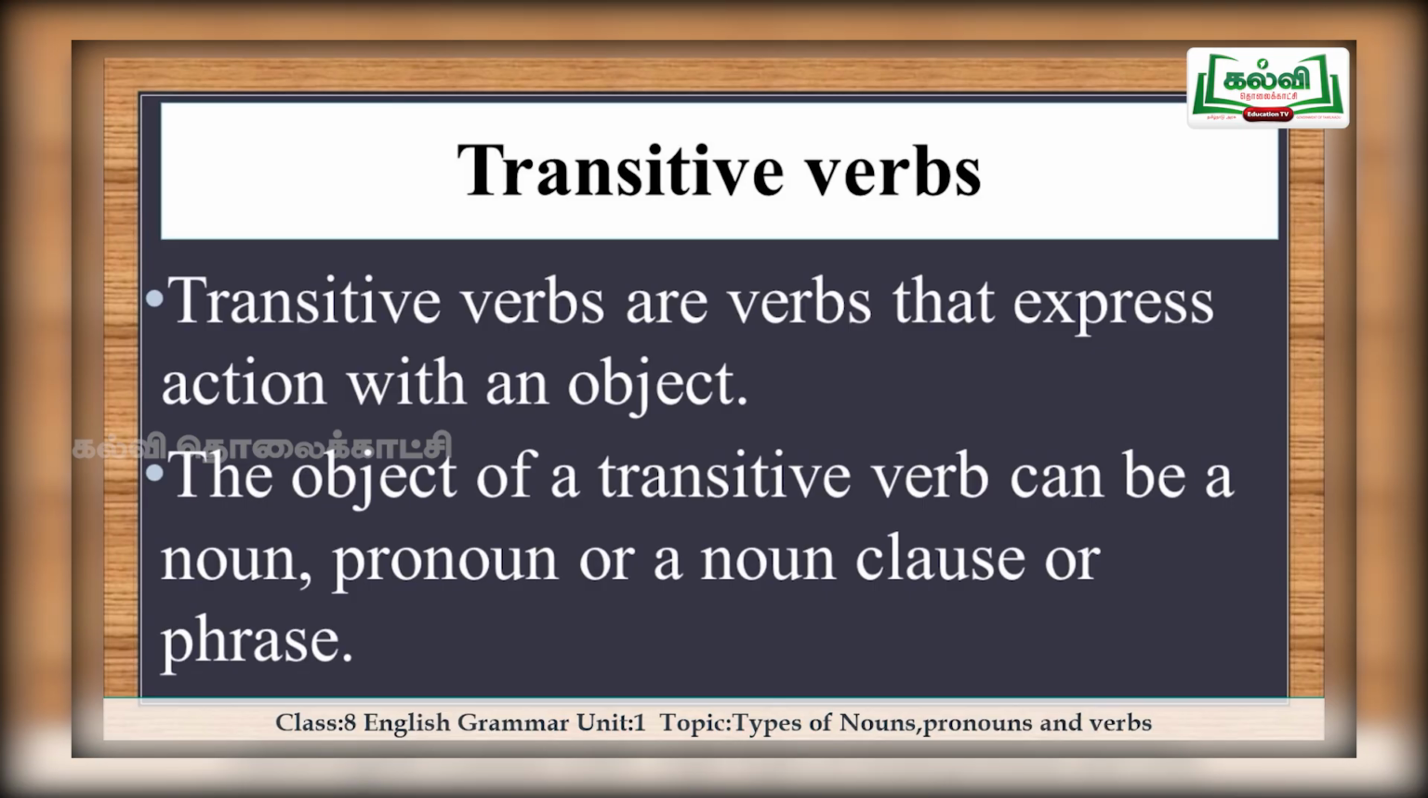So transitive verbs are verbs that express action with an object. It means that there should be an object which is followed after a verb, known as a transitive verb. Is it clear for you? When a verb is followed by an object, it is a transitive verb. The object of a transitive verb can be a noun, pronoun, or a noun clause or a phrase. It can be anything, but the condition is that it should be followed by the object.